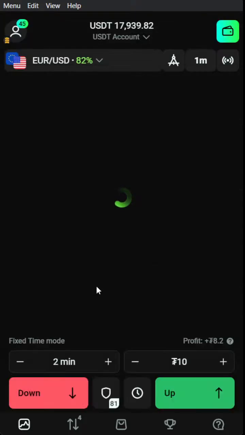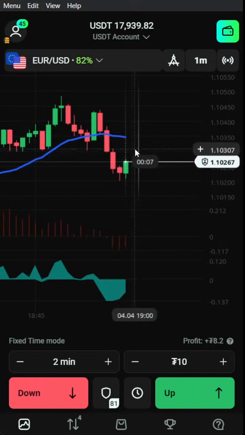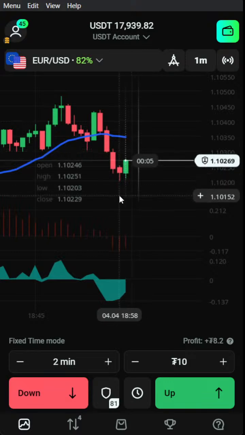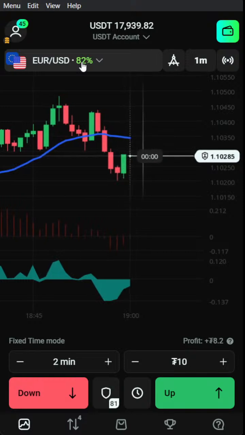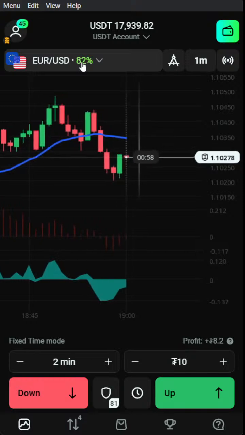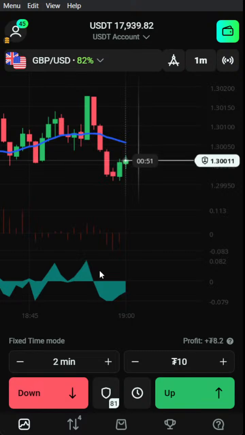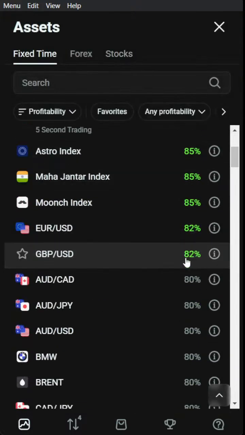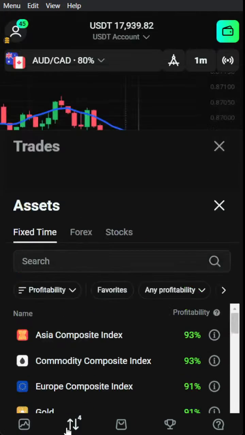Alright, so is diving clear to you guys? If both the ROCs are above the zero line, the color of the candle is green, and it's crossing the SMA upwards, we make an up trade. If both the ROCs are below the zero line, the color of the candle is red, and it is below the SMA, then we make a down trade, guys. Trade time 2 to 3 minutes, and try to keep the trade amount smaller, so that even if you have to recover, it's not that difficult.